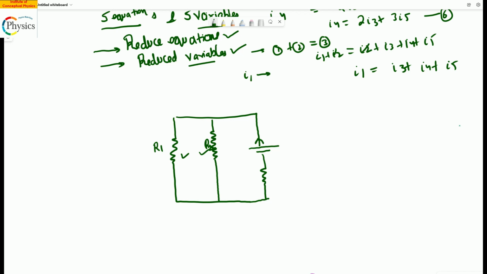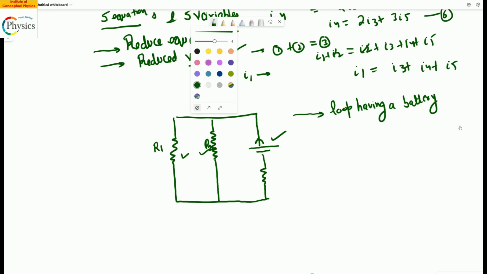Always select a loop which has a battery, okay? Always select a loop which has a battery included. So a loop having a battery makes a lot of sense. This will simplify your life, okay? If you have another circuit, I will select a loop like this.